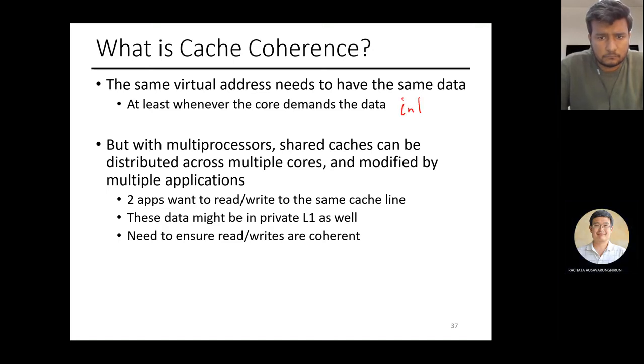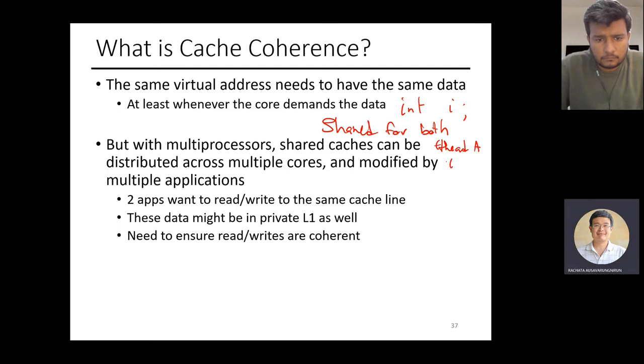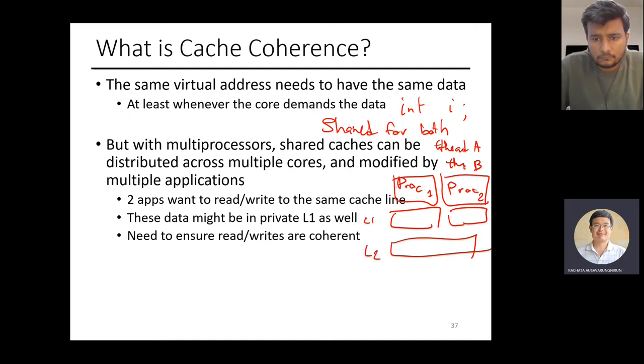I have int I, and this is shared for both thread A and thread B. So now you have processor one and processor two. Each one of them has its own private cache, L1 cache, and you have a shared cache, L2 cache. Thread A is running here, thread B is running here. And let's say this variable I is in every cache. This variable I is here, I is here, and I is here.